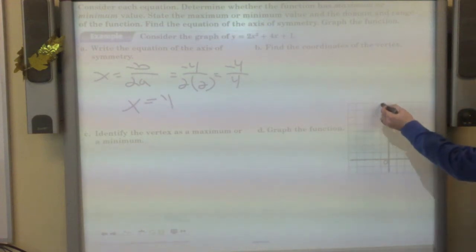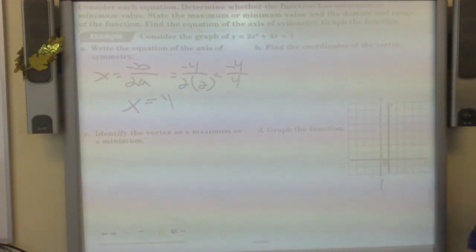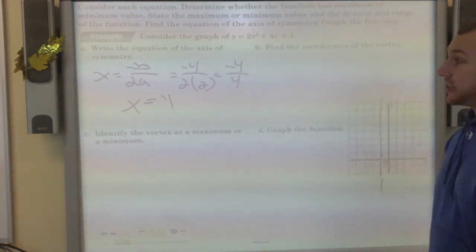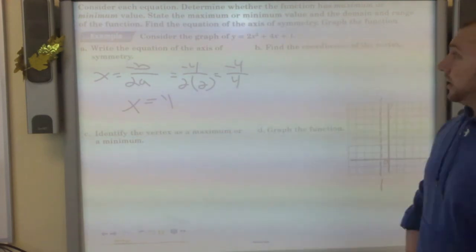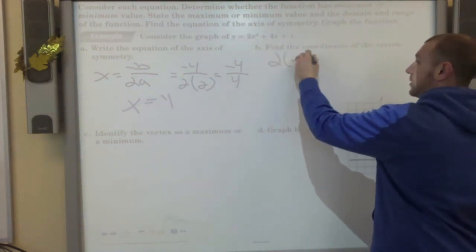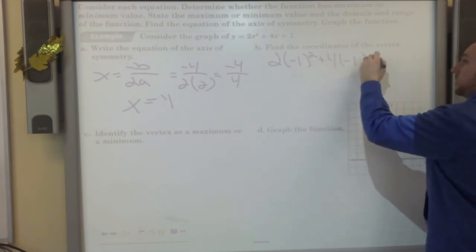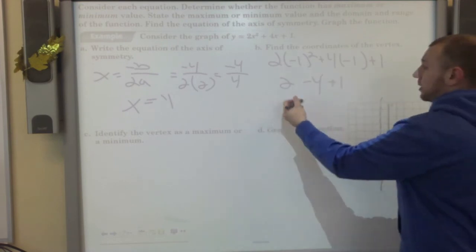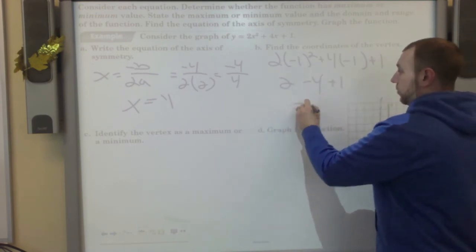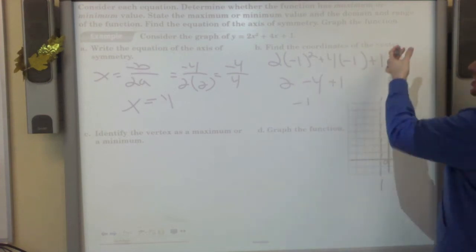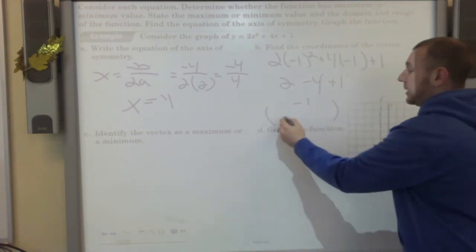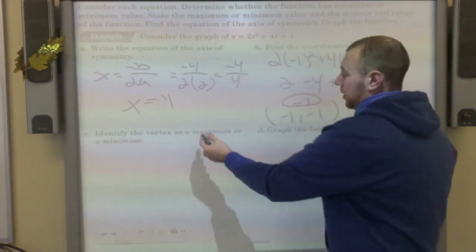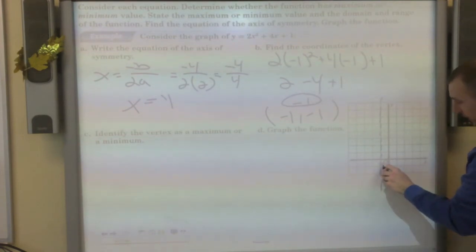That means that there's a vertical line over here. The equation of that is x equals negative 1. Next, the coordinates of the vertex. I take this negative 1 and I plug it in: 2 times negative 1 squared plus 4 times negative 1 plus 1. So 2 minus 4 plus 1. That is going to be negative 1. So my vertex, that point, is going to be negative 1, negative 1. And so then that's here.